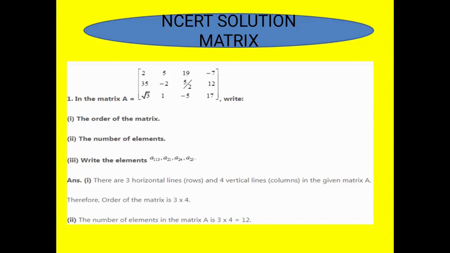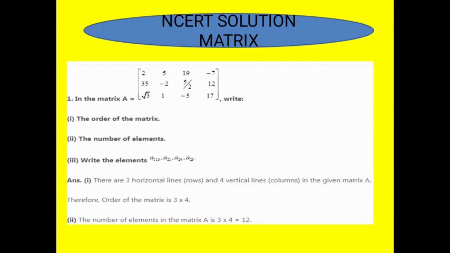Now, I told you earlier how you can find out the order of the matrix. The general formula of the order of the matrix is m cross n. M means number of rows and n means number of columns. So you can see here how many rows are here. There are 3 rows. First row, second row, third row. First row is 2, 5, 19, minus 7. Similarly, second row is 35, minus 2, 5 by 2 and 12. Similarly, the third row is given here root 3, 1, minus 5, 17.